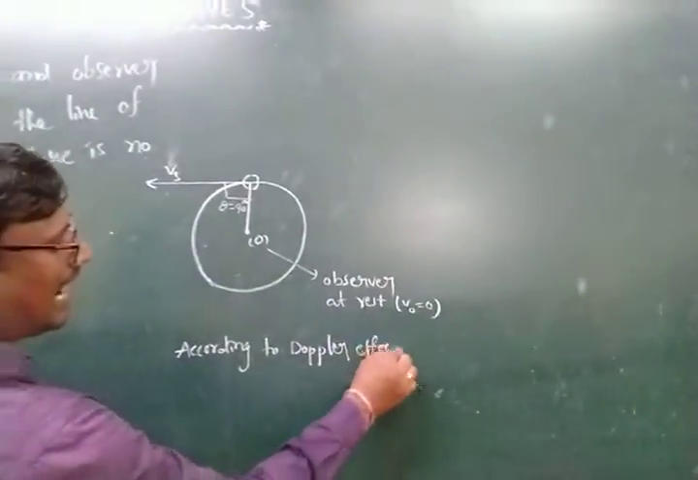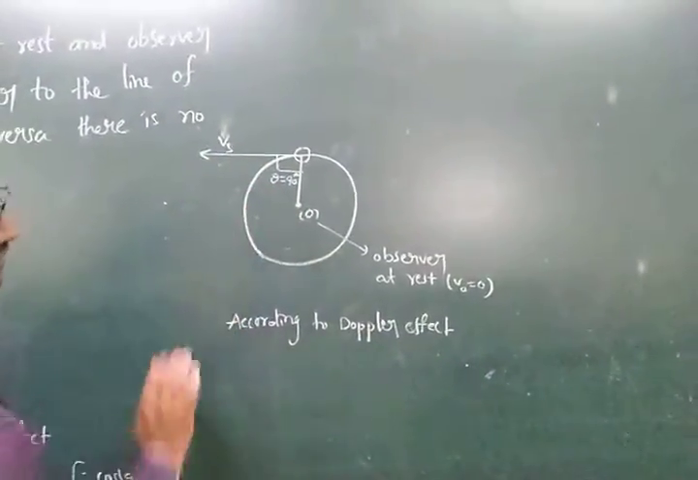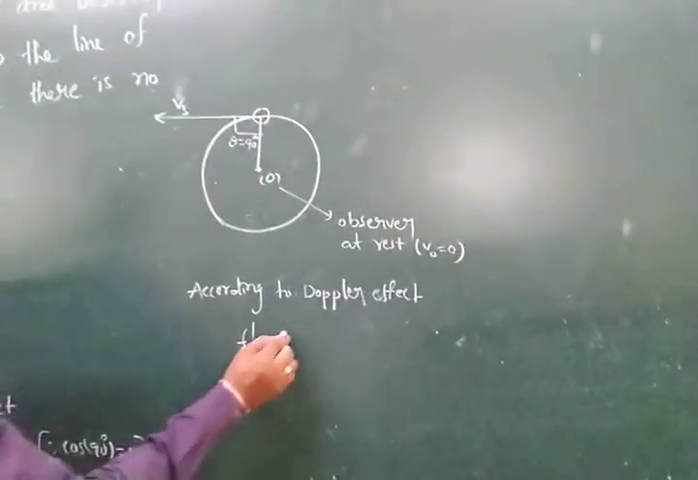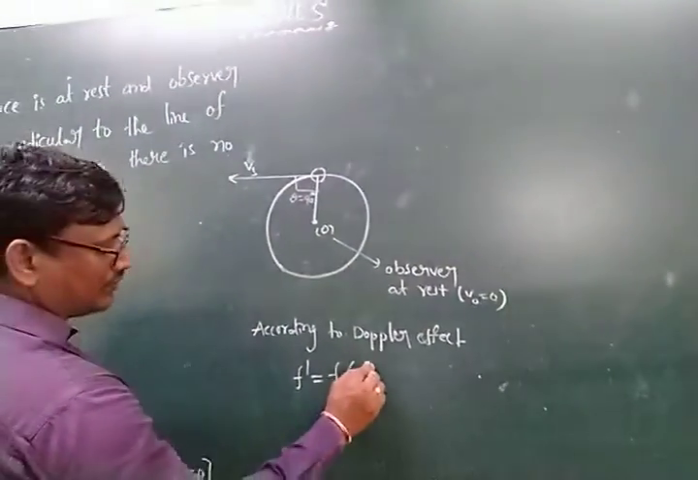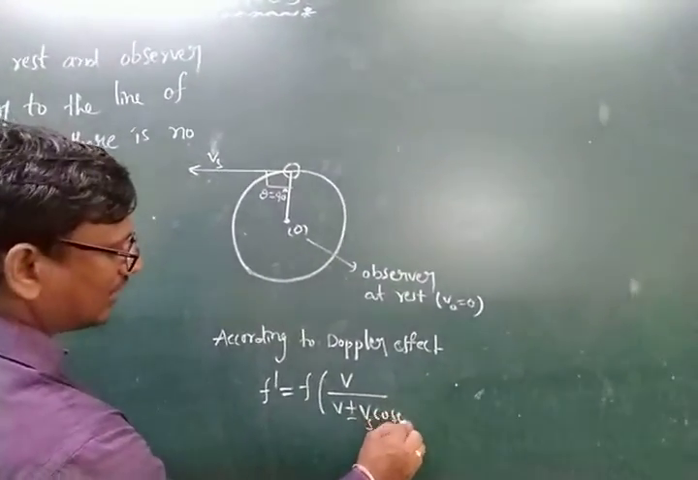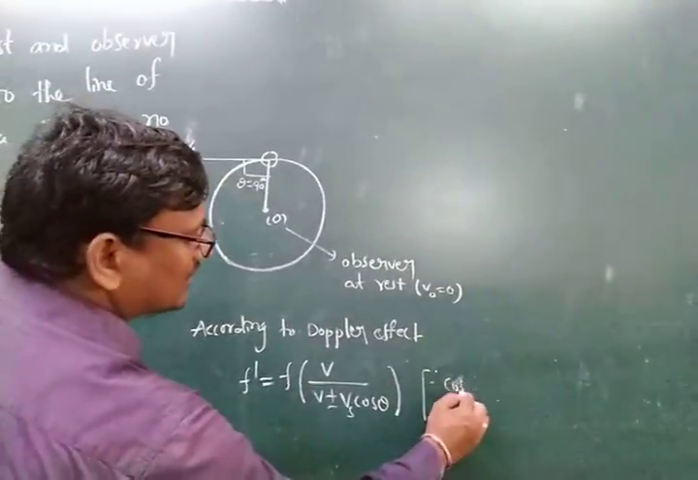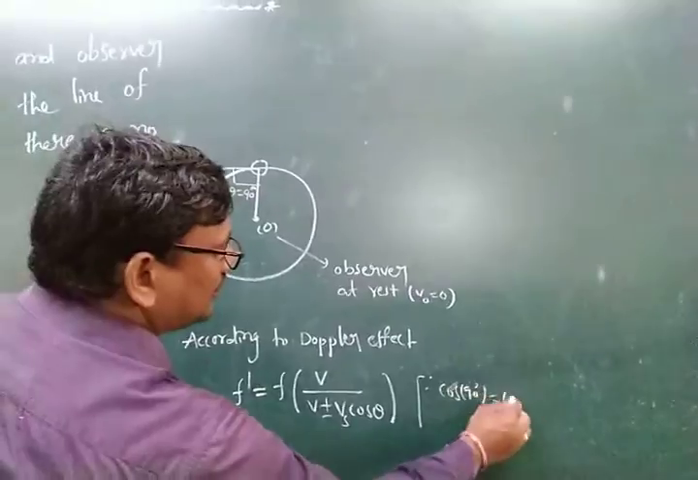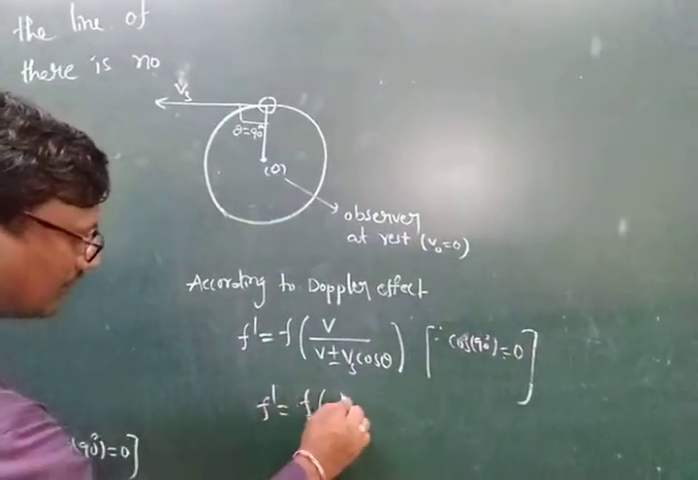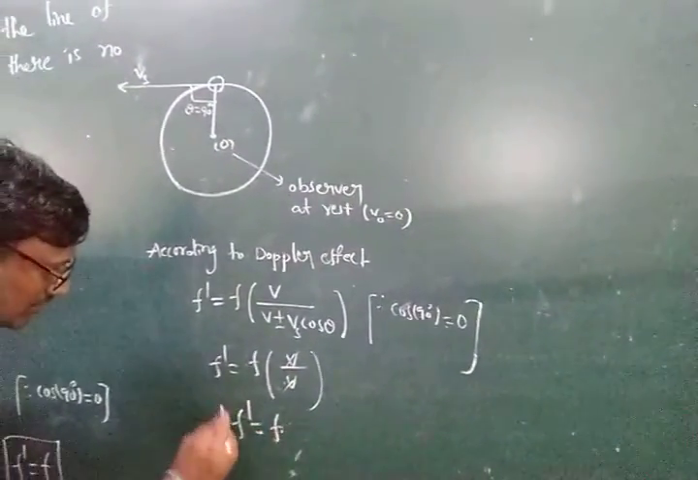Doppler effect is an angle. Again here we have the same condition: it is not stated whether it is towards or away. Then the apparent frequency f dash is equal to f into v by v plus or minus vs into cos theta. Here theta is 90 degrees, and cos of 90 is 0. So f dash is equal to f into v by v, the velocity gets cancelled, and f dash is equal to f.